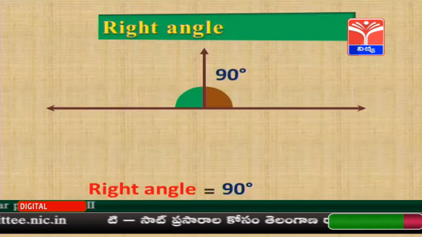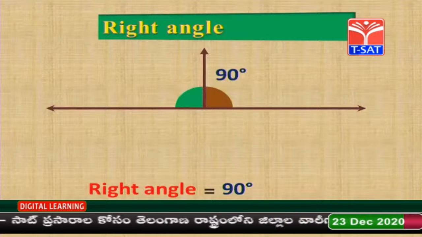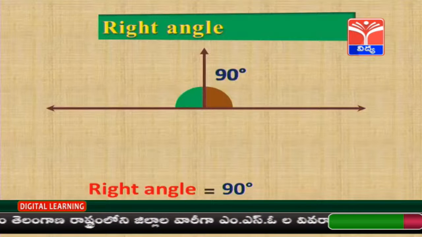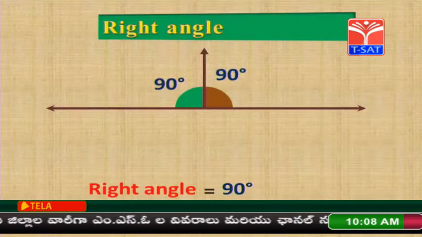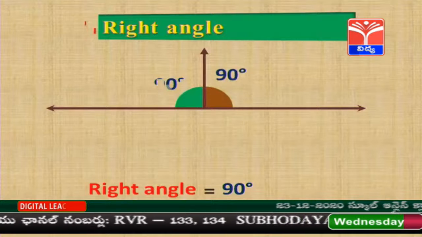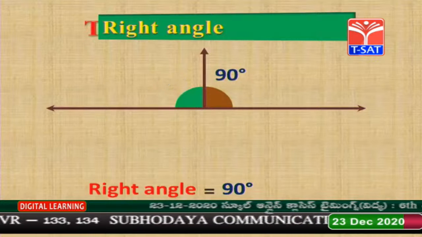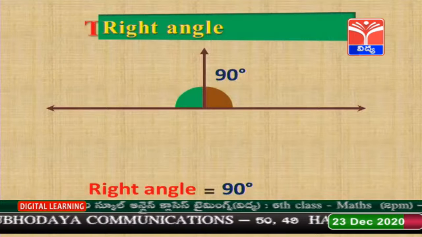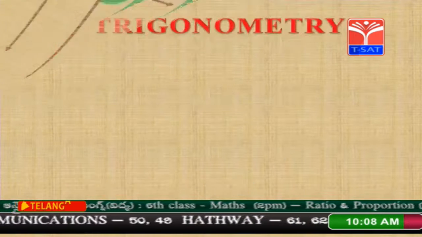90 degrees. If it is 90 degrees on the right side, what can you say about the left side? It is also 90 degrees. That means, what you can say, a right angle is equal to how many degrees? 90 degrees. Now, once again we will come back to the concept of trigonometry.